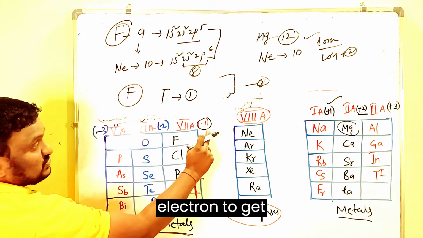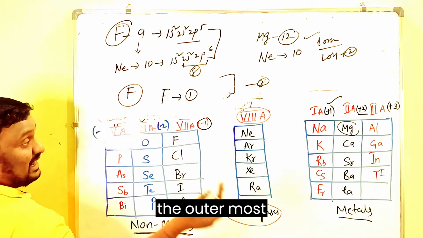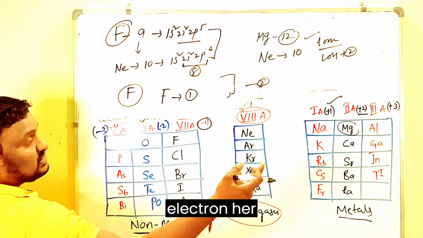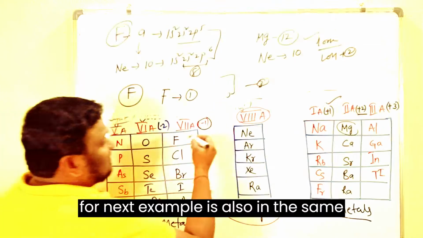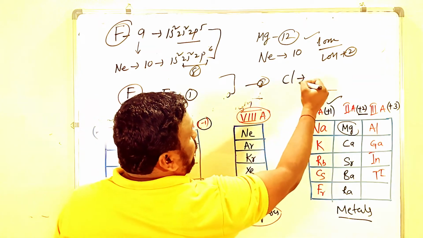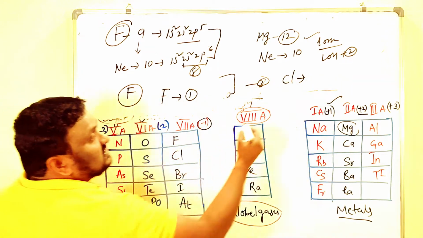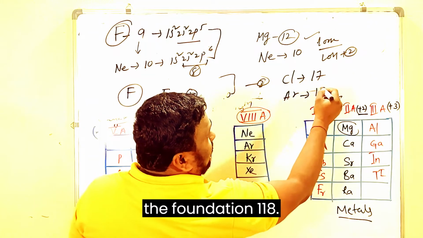7th A, -1. In 7th A group, every element wants to gain 1 electron to get 8 electrons in the outermost shell. That's why, for the next example in the same group, you have chlorine. Chlorine's atomic number is 17 and it wants to get the argon configuration.